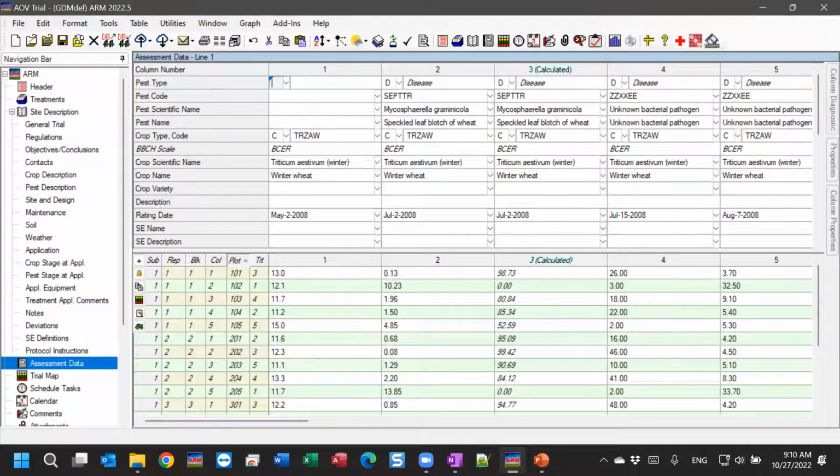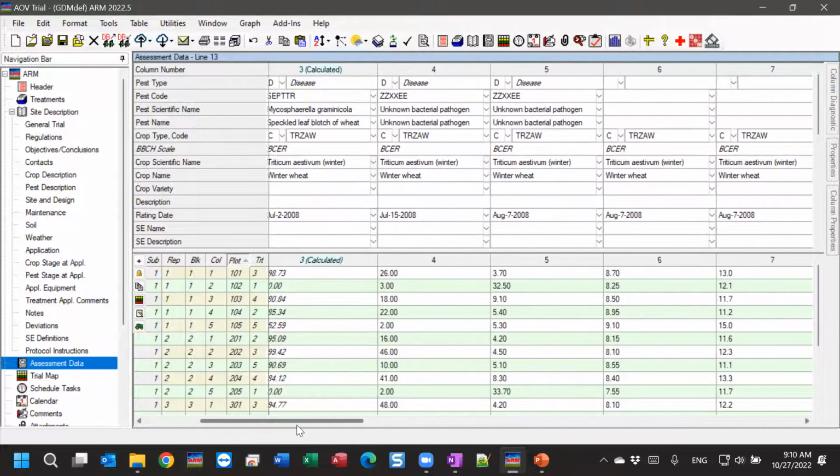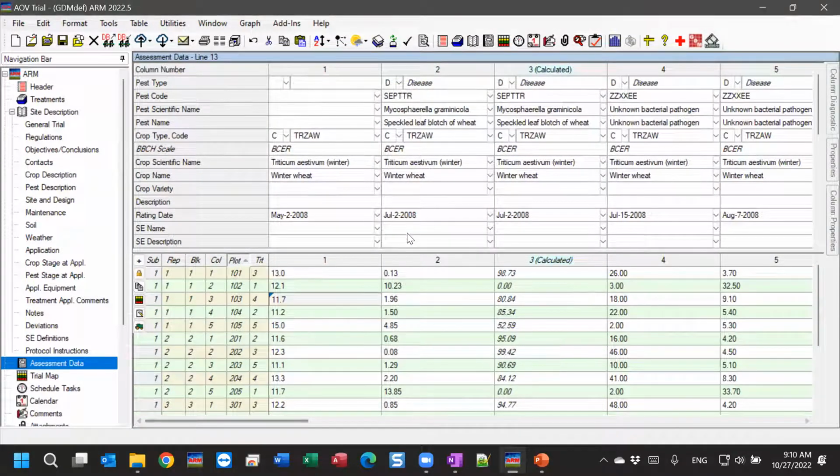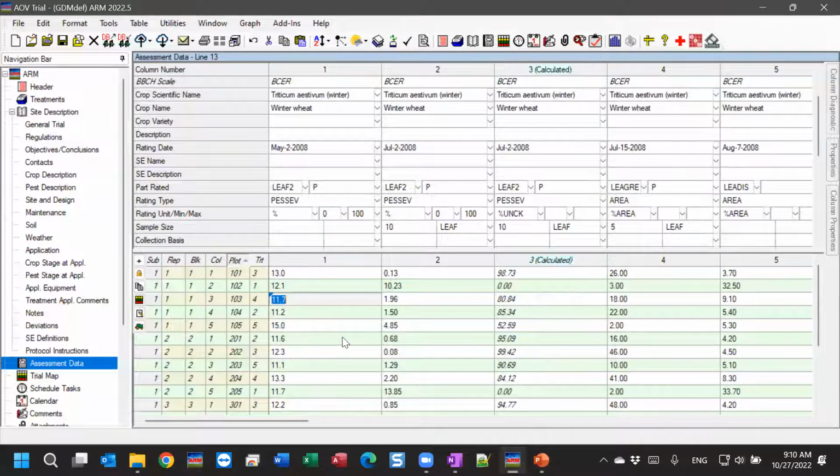So with that, I'll switch over to ARM. And I have an example trial here that just has some data columns for us to utilize. Some of them are a little rigged, if you will, to demonstrate some of the common questions and things that we see in support, and hopefully can be illustrative for everyone here.